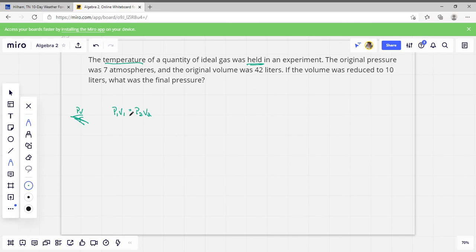All right, the original pressure, our P, is 7 atmospheres, and the original volume is 42. Okay, so we're going to have that times 42. If the volume was reduced to 10, what would the final pressure be? So we're trying to find pressure, and our volume is reduced to 10. All right, so we're just going to multiply here. 42 times 7.